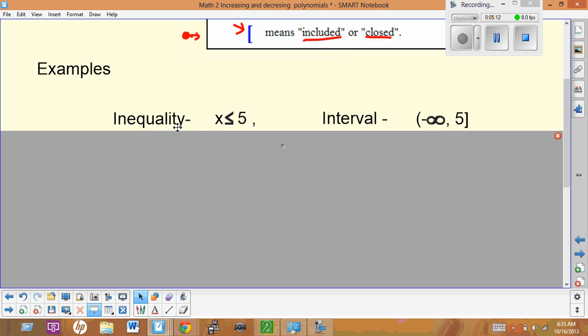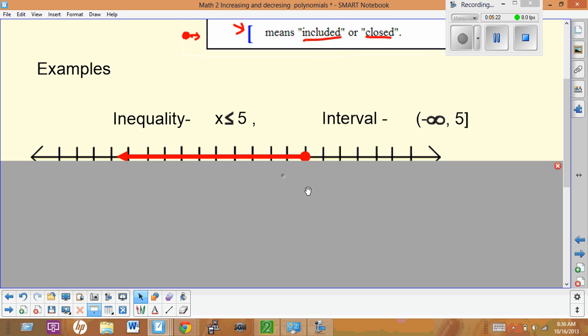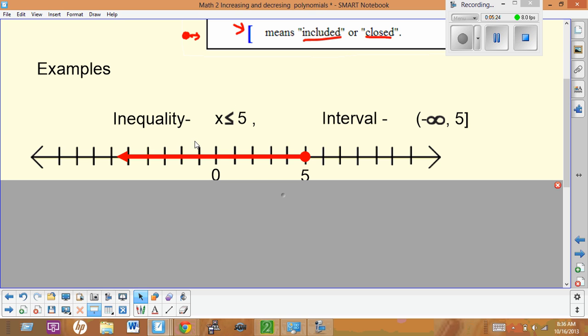So the first one we looked at was the inequality x is less than or equal to 5. The interval looks like this. Let's look at it graphically. x goes all the way to negative infinity, all the way to the left. Go ahead and add that in. Over here is negative infinity. That's the farthest we can go. Okay, so all these answers are less than 5.